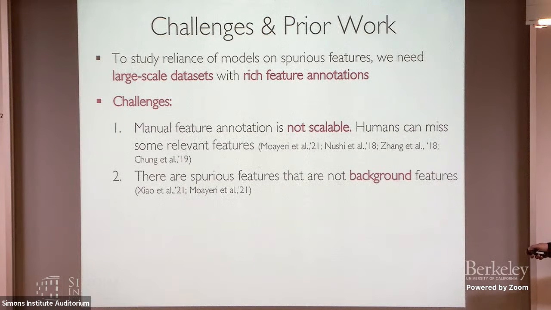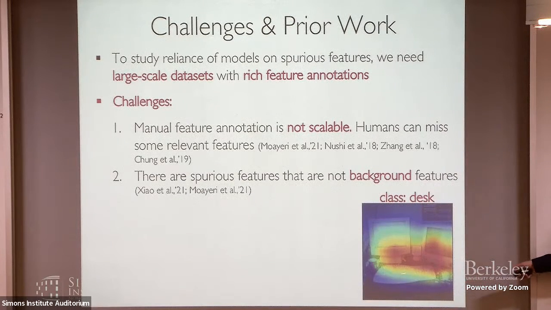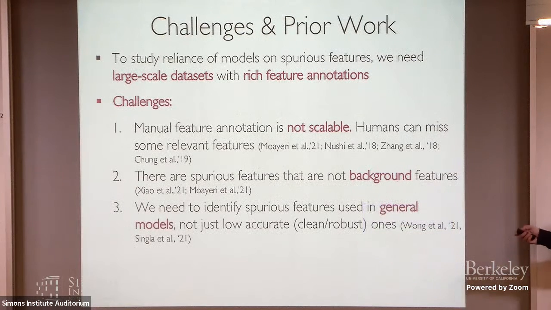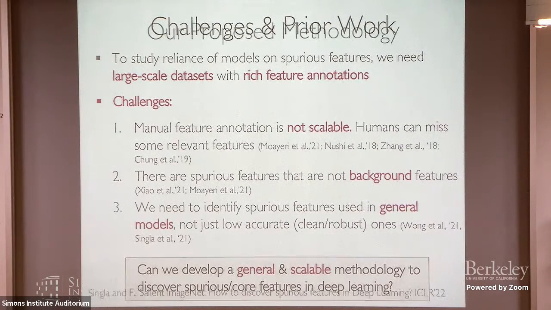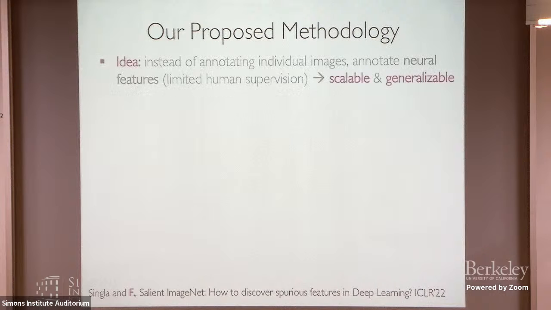And there are some spurious features that are not background. Look at this example. You have a class of desk, and there is a computer here. This computer is a spurious feature for this desk, but it is on the foreground, not the background. So it is hard to basically crop these types of images. And also we need to identify spurious features using general models. Can we do that? The answer is yes. So we have proposed a methodology that will appear in ICLR this year.